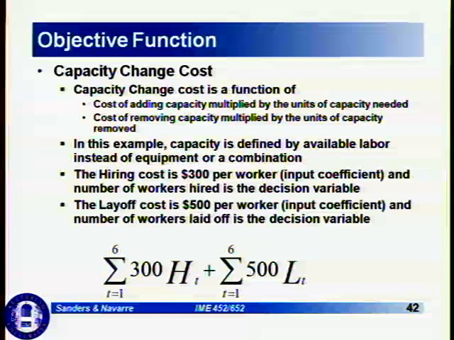And the number of workers hired is the decision variable. The layoff cost is $500 per worker is the input coefficient, and the number of workers laid off is the decision variable. So those pieces of the objective function are 300 times the number of workers hired, and 500 times the number of workers laid off.